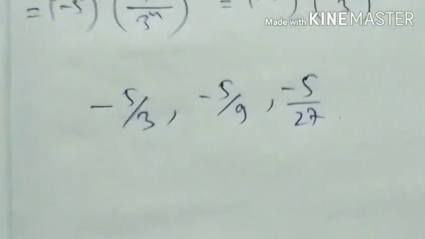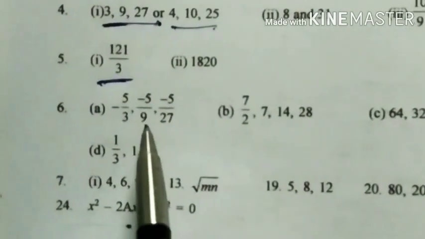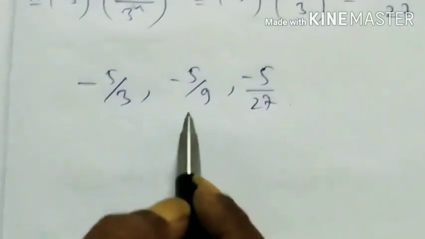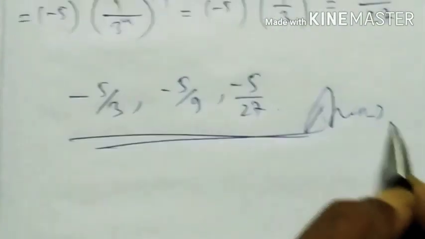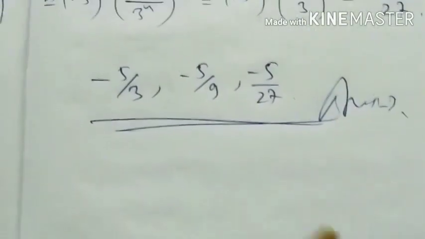Question number 6, 6.3 C. Minus 5 by 3, minus 5 by 9, minus 5 by 27. Minus 5 by 3, minus 5 by 9, minus 5 by 27. This is your answer.